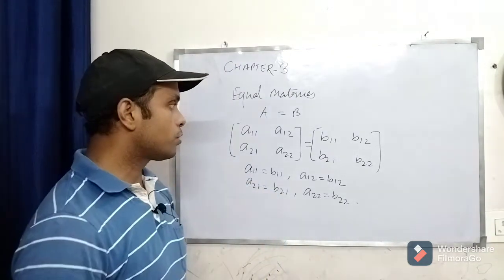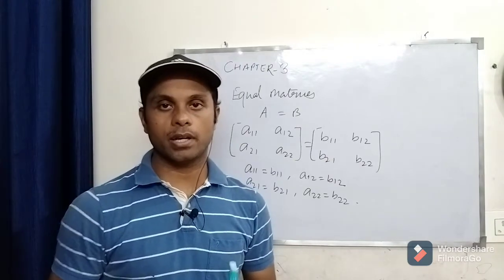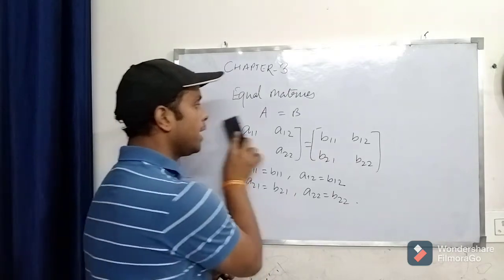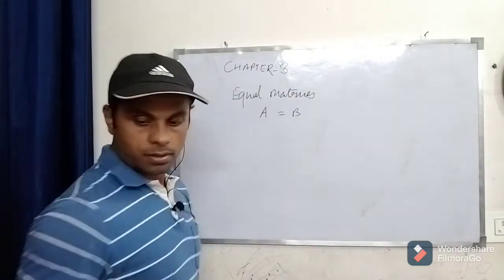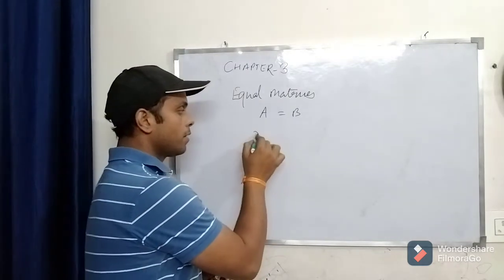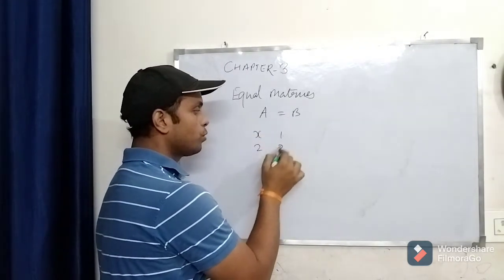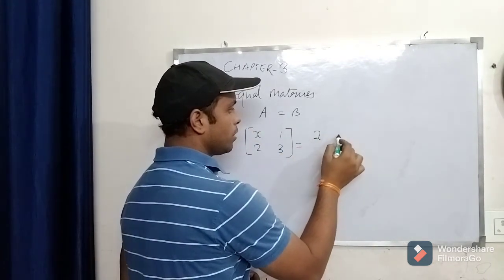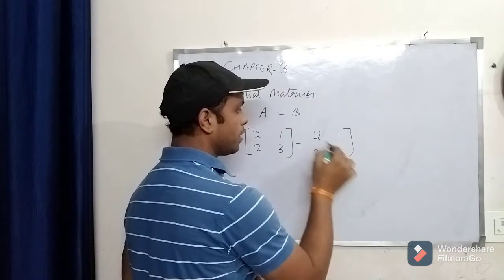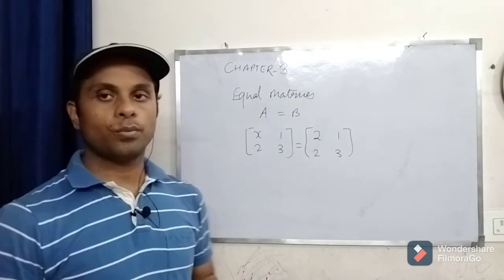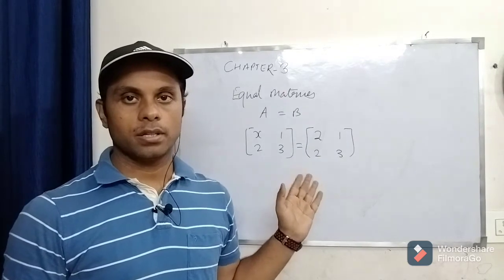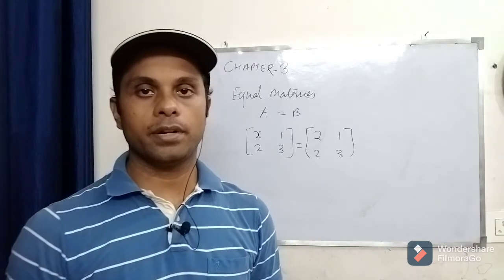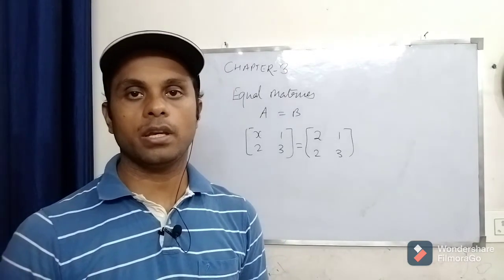Now I am giving another example with numbers. Two matrices A and B are equal. Suppose one matrix is x, 1, 2, 3 and this is equal to the matrix 2, 1, 2, 3. So look, what will be the value of x here? Since two matrices are given equal, it's mandatory that their corresponding elements must be equal.